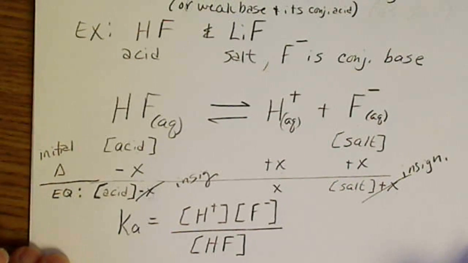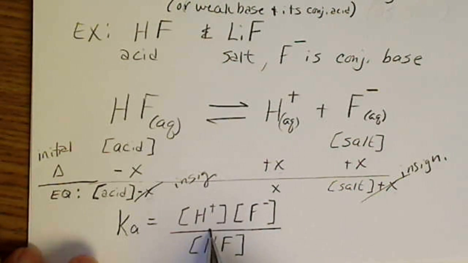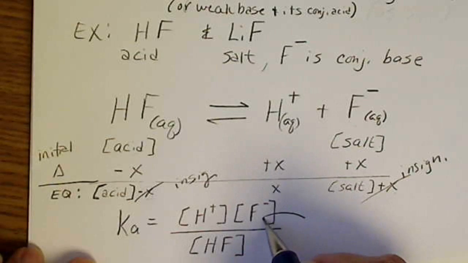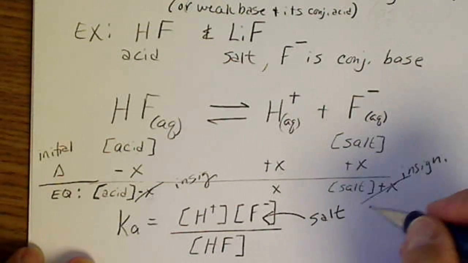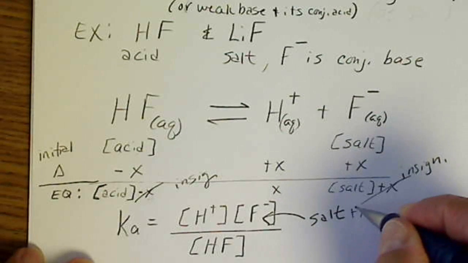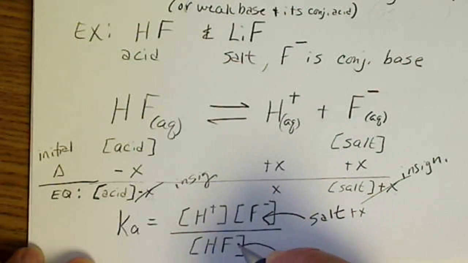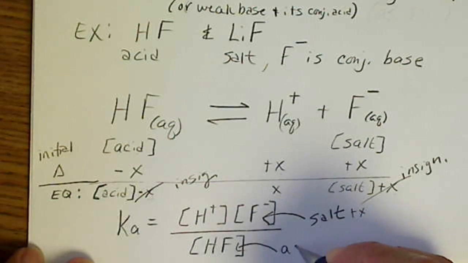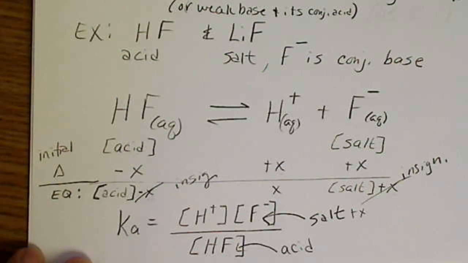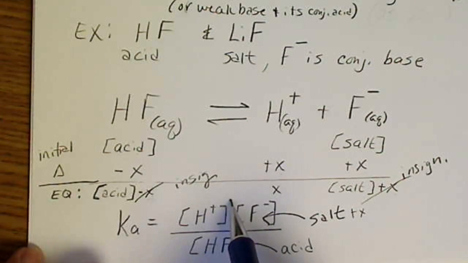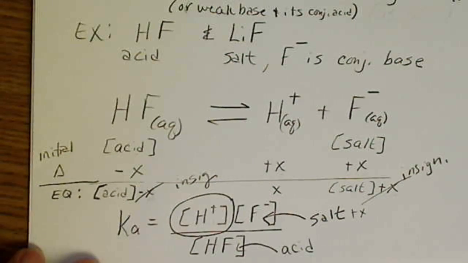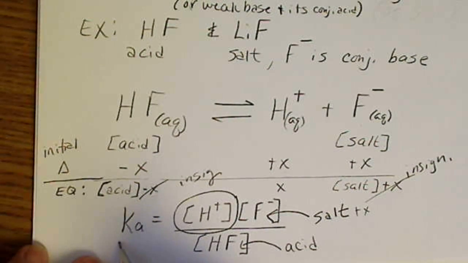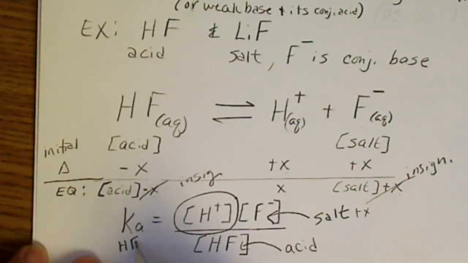So our equilibrium expression would be like this. Here is where the salt concentration would go. And again, you could put the concentration plus X if you'd like. And here is where the acid concentration would go. And in this case, for the pH, we would still be solving for H plus, and we would use the Ka value for the weak acid, for the hydrogen fluoride.